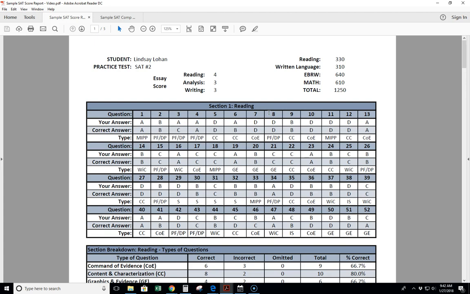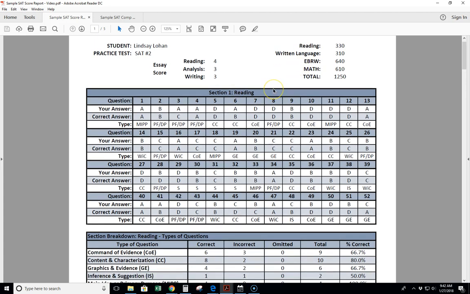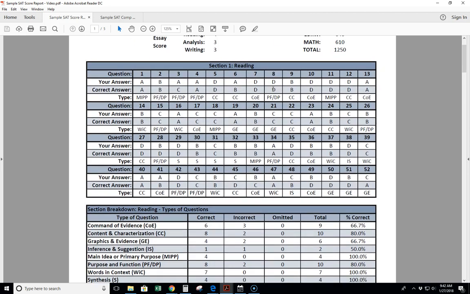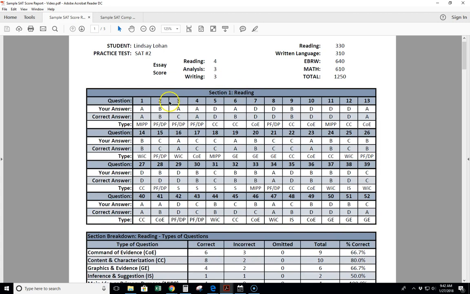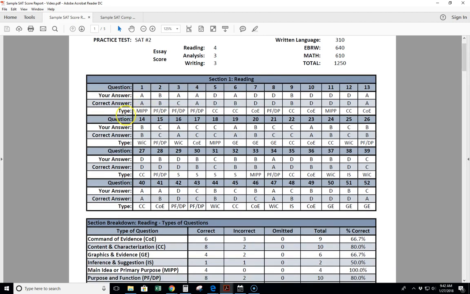We've gone through and labeled every single problem, and you can see just within the first heading of this score report, within the reading section, the answer response that you've given, the correct answer, and then also the type. This type is really useful for understanding the individual questions.